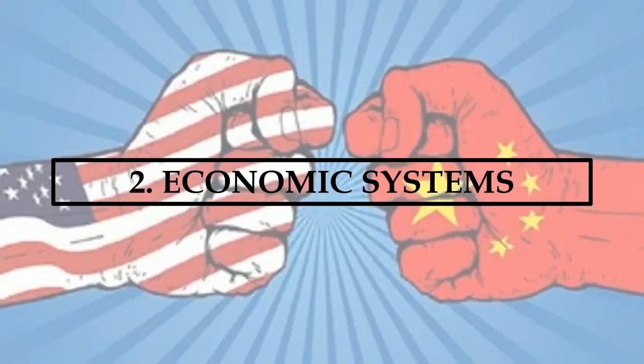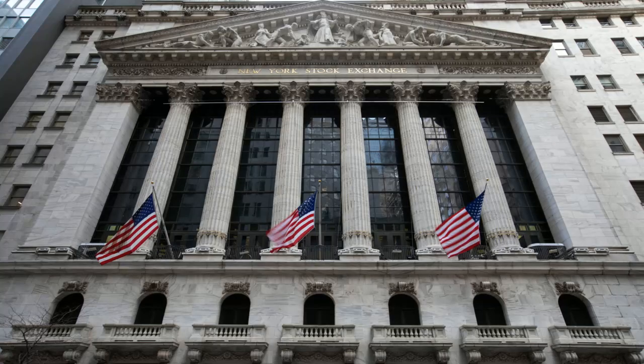The second part of this unit is the economic systems. What is an economic system? It is the way a country produces, organizes, and distributes the goods and services. So it's the way a government or a state carries out its own economic activity. And we have three main economic systems nowadays. The most important one is capitalism.